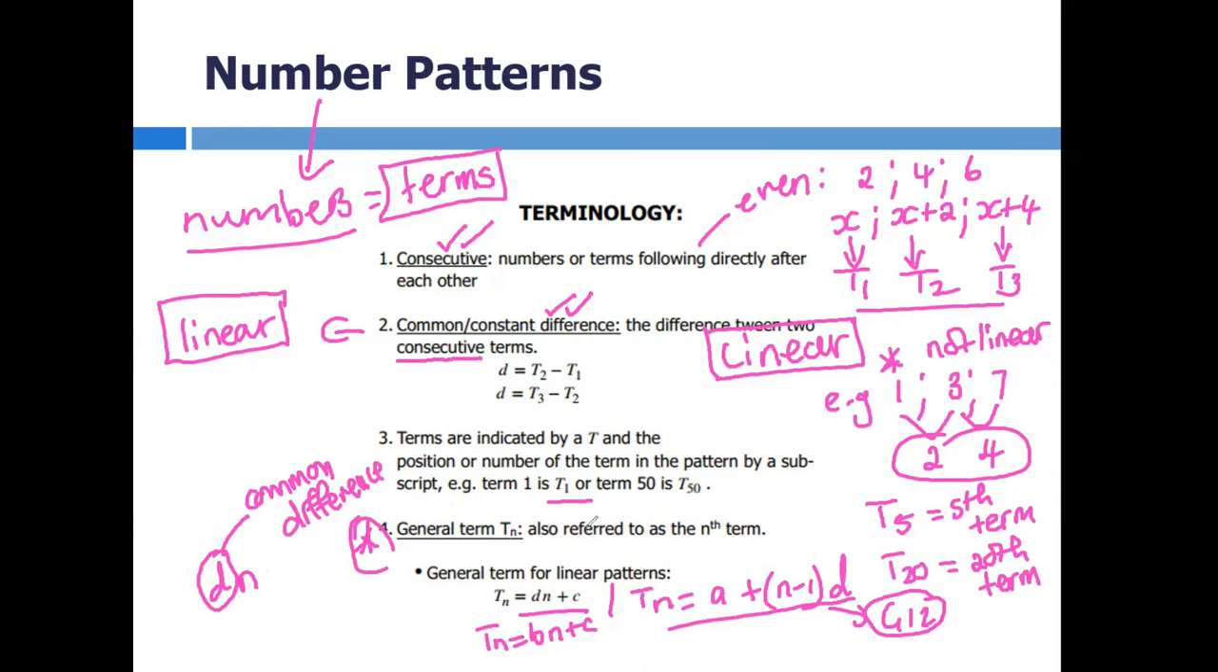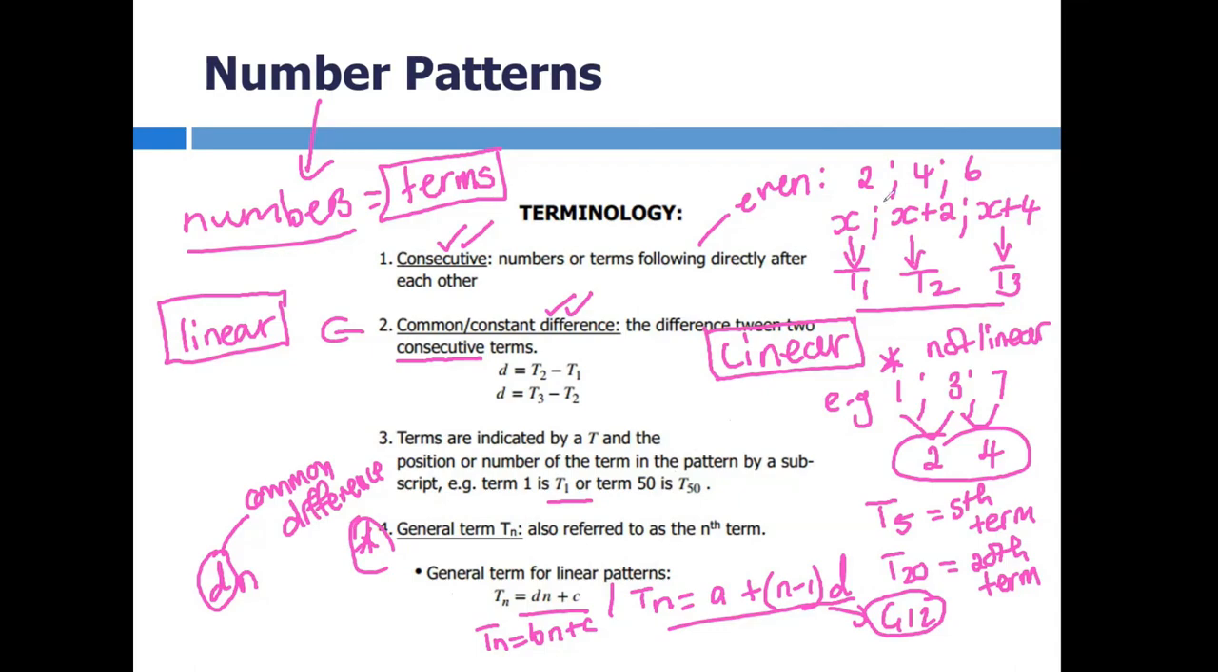What does the general term do? From the general term, if I were to substitute different values of n, from 1, 2, 3, 4, 5, I will be able to create the pattern. So this is what is used to create the pattern. Okay, any questions so far?